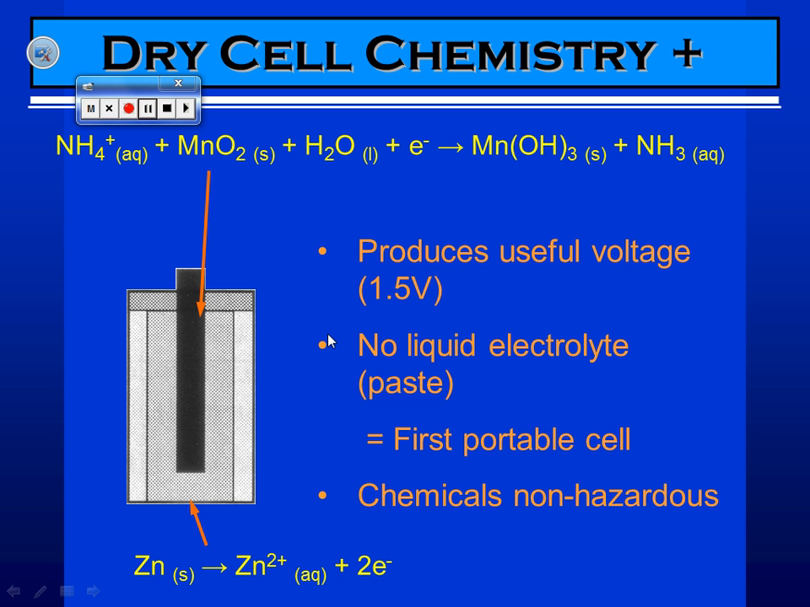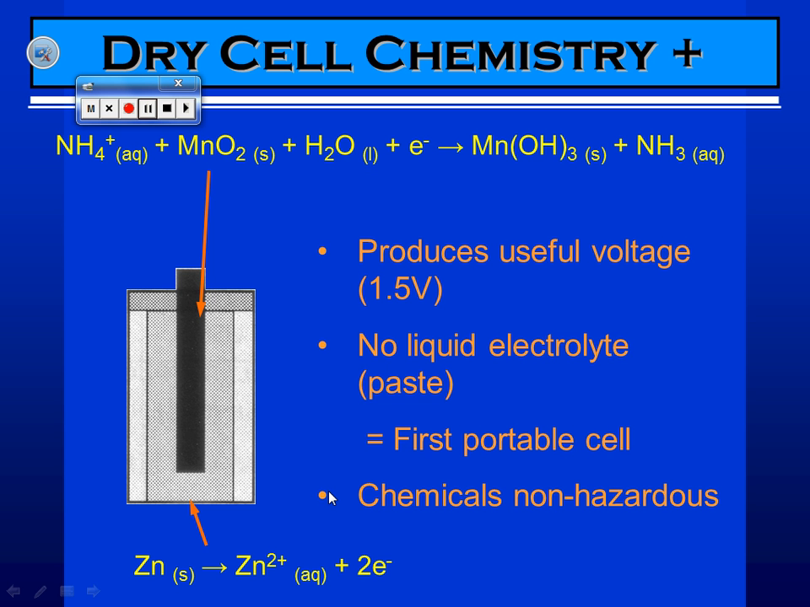Second of all, it hasn't got a liquid electrolyte, and this is one of the first cells that was produced with a non-liquid electrolyte, which meant it was portable. You could make portable electronics with it. If you've got a liquid electrolyte, you can't turn it upside down or tip it because it might spill. This cell was able to be transported and used without that concern. So it was the first portable cell. And finally, the chemicals are non-hazardous. None of the chemicals here are particularly dangerous, and therefore it's a fairly safe chemistry.